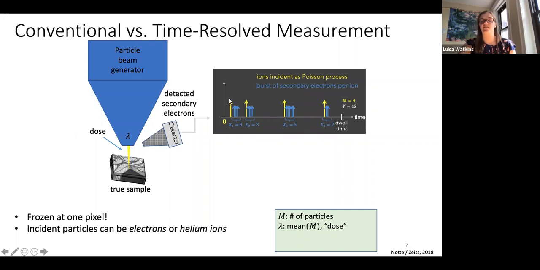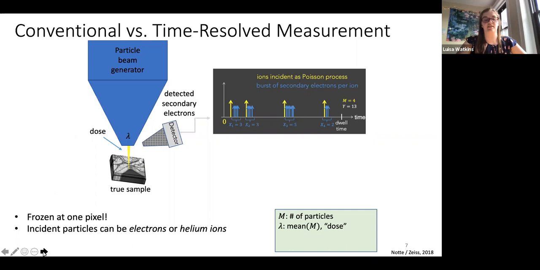And here, this is just an abstraction, a way to visualize what's happening. Again, as I mentioned previously, we have a dwell time for each pixel. Since we're frozen at 1 pixel, just think we're stuck on 1 pixel, and this is what's happening there. Here, each yellow arrow is representing an incident ion that's coming out of the generator. And in response, for every single ion, we get a burst of secondary electrons. So if we have 4 ions in this case, we can see a burst of secondary electrons for each incident ion.